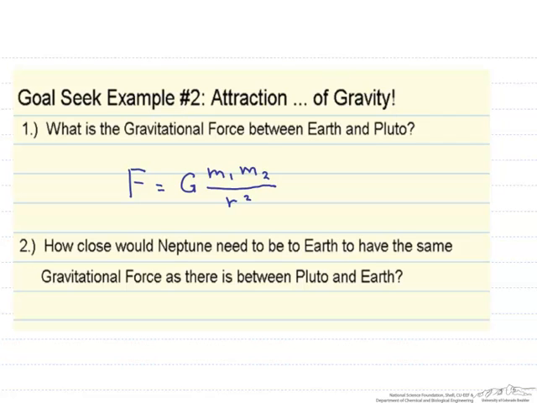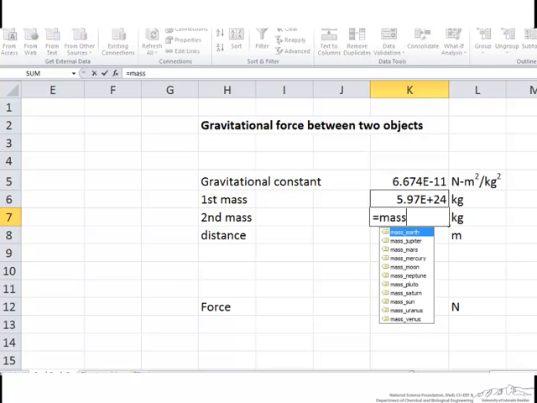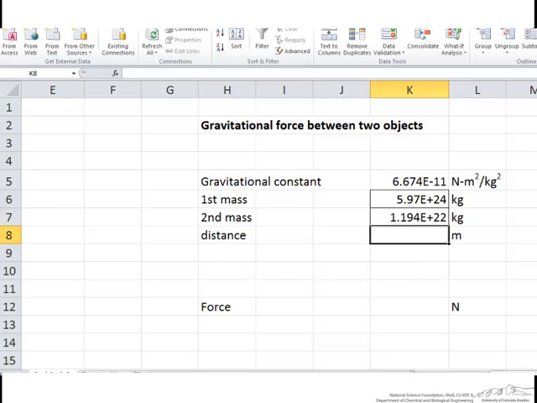Let's go to our spreadsheet and see how we do this. Here we've set up a spreadsheet that will calculate the gravitational force between two objects, but we're going to need data for this. What kind of data? We're going to need the masses as well as the distance between them. So here's our gravitational constant. The first mass is going to be the mass of the Earth. We're going to do the same thing, but here we're going to look at Pluto. And finally, the distance between them. And so now we have our values.